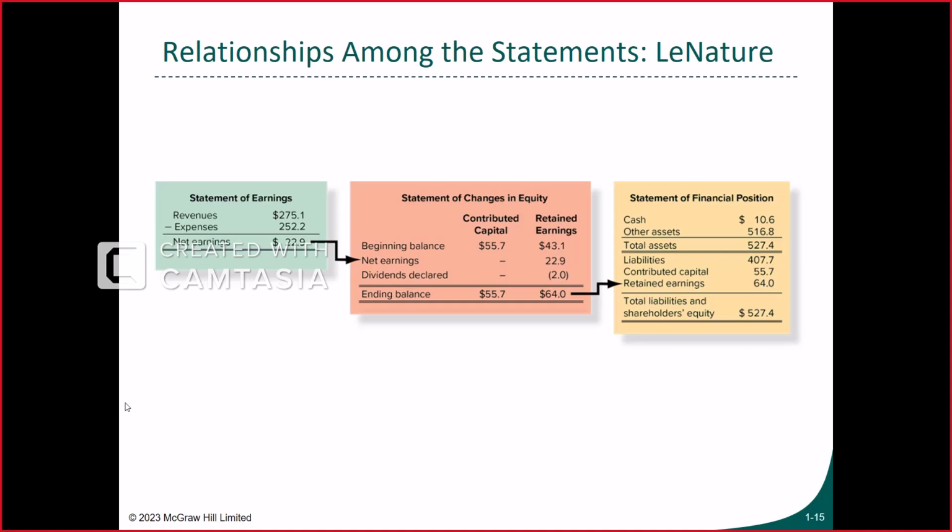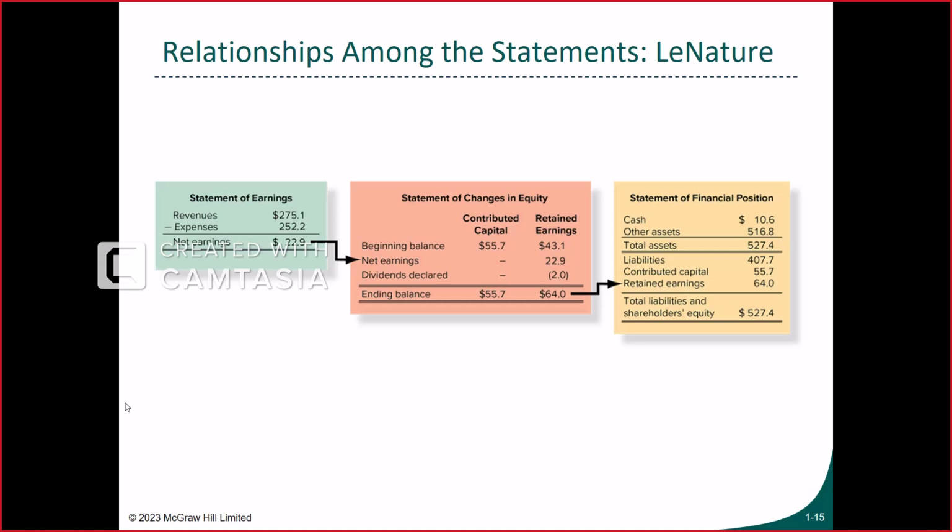So this is a summarized statement of equity. We end with a net earning of $22.9 thousand. That net earning will show up in the statement of changes in equity as what? As an increase of the retained earning. The beginning balance of the retained earning is $43,000 plus the net income minus the dividend declared. We end with an ending balance.